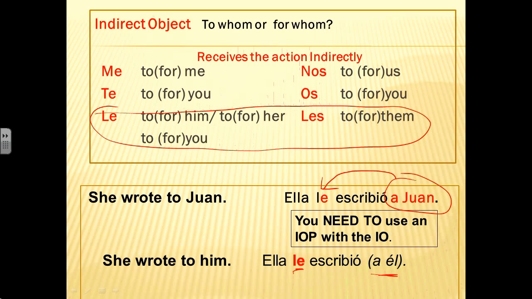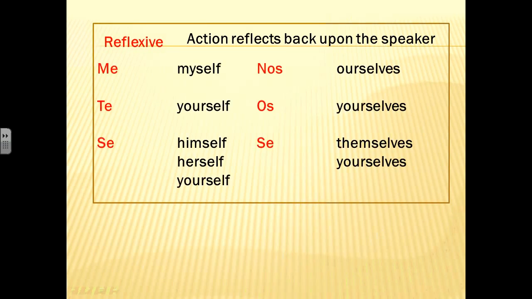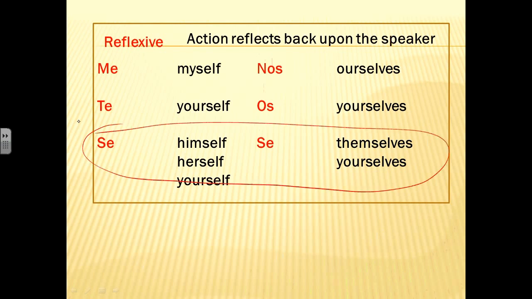Los verbos reflexivos, okay, reflexive verbs: me, te, se, nos, os, se. Again, the only difference between the three pronouns is in the third person. The rest of them are all me, te, nos, os. Direct, lo and la, los and las. The question is what or whom. Indirect, to whom or for whom. Le and les. Reflexive is se.